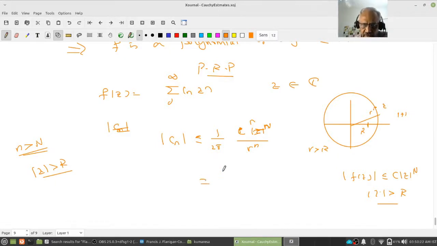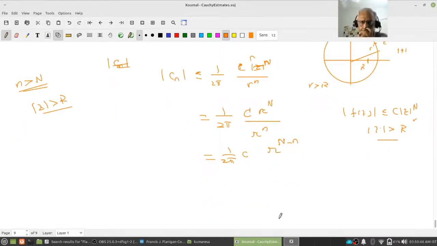Right. Therefore, let me rewrite: capital C into |z| here, and here on this it is r. Therefore, it's r^N capital N. This is r^n small n. Therefore, 1 by 2 pi i C into r to the power capital N minus n. Right? Now n is greater than or equal to capital N. Therefore, this goes to 0 as r goes to infinity.